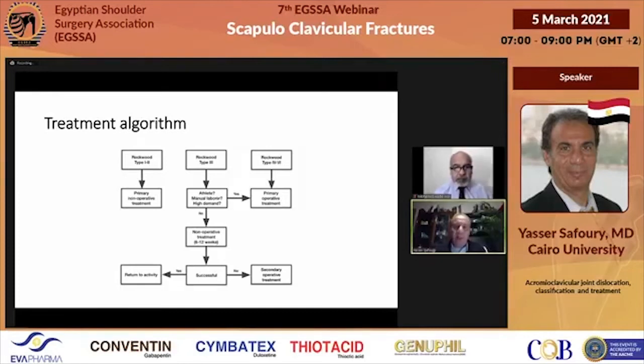So the dilemma here is type 3. In athletes, manual workers, or high-demand patients, we go for surgery. Otherwise, we go for non-operative, conservative treatment, and we follow the patient. Sometimes after 6 weeks they still have some complaints and they are transferred to operative treatment. This is for type 3.